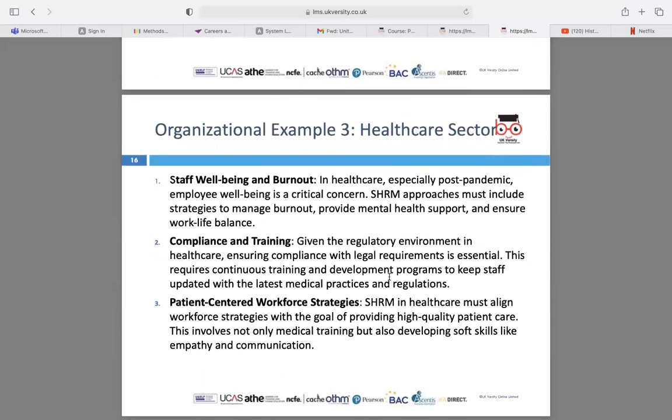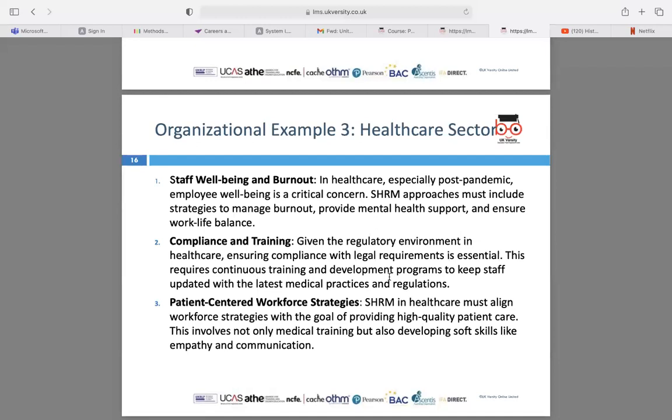Then we're looking at the healthcare sector. For the healthcare sector, they're looking at staff well-being and burnout. In healthcare, there has been so much going on that you have a demand for healthcare staff, but because of the shortage of that, we are looking at staff being burned out and not being able to do their best at their job and not having a work-life balance. So keeping that in mind for the healthcare sector is really important.